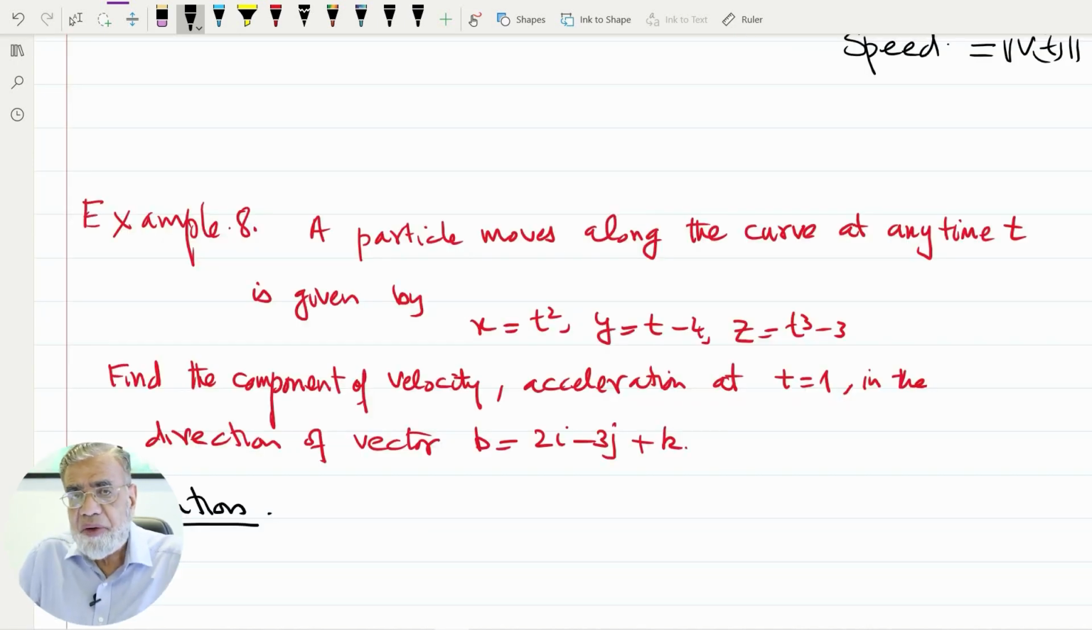In the next example, we are going to find the component of the velocity and acceleration along a given vector. So we are given the curve, the particle moving along the curve. We are given the parametric equations x equal to t square, y equal to t minus 4, and z equal to t cube minus 3. And the vector along which we want to find the component of velocity and acceleration at time t equal to 1 is the vector b, 2i minus 3j plus k.